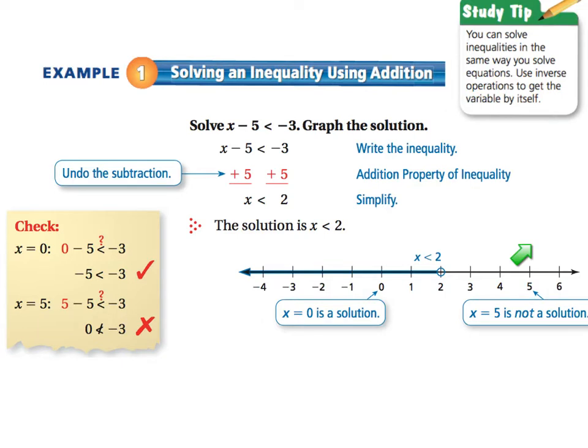Now to graph this, you would put an open circle on 2 because 2 is not a solution. So you're going to represent it by an open circle. Everything less than 2 is a solution, so you shade everything that's less than 2. So, for example, 0 is less than 2, you would shade that direction. 5 is not less than 2, so you do not shade to the right. You would shade to the left.